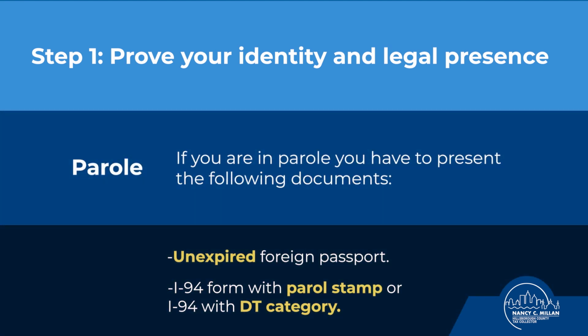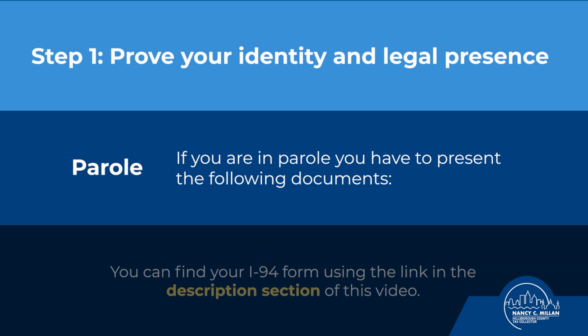Parole. If you are in parole, you have to present the following documents: unexpired foreign passport and I-94 form with parole stamp or I-94 with DT category. You can find your I-94 form using the link in the description section of the video.